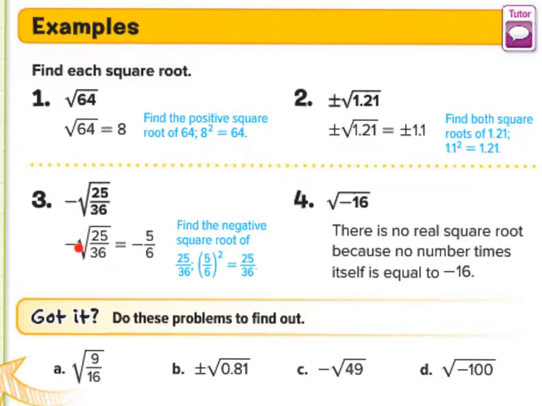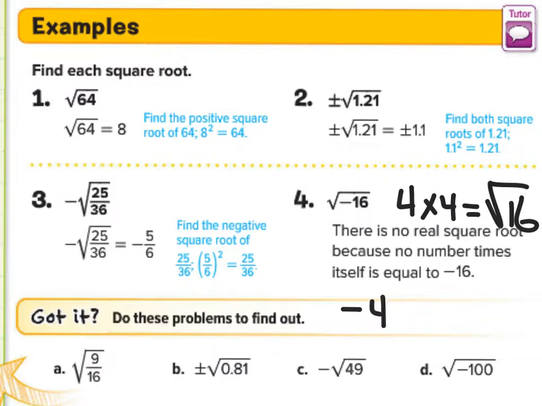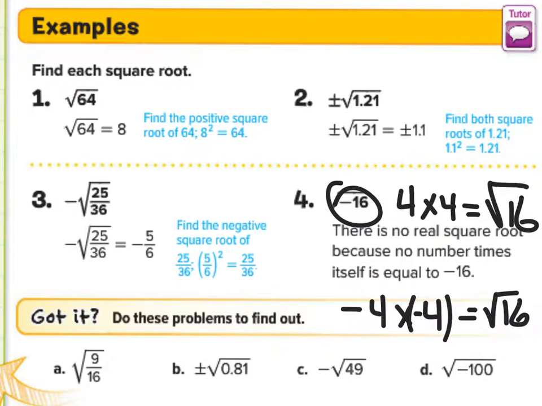Notice that the negative sign is outside the radical sign. But over here, the negative sign is inside. The number itself is negative. There's no real square root because no number times itself is equal to negative 16. If you multiply, let's say, positive 4 times positive 4, it's going to give you a positive. If you multiply negative 4 times negative 4, it's still going to give you a positive number. So there's no real answer for that, or no real square root, I should say.